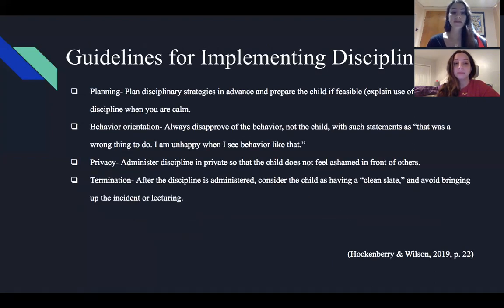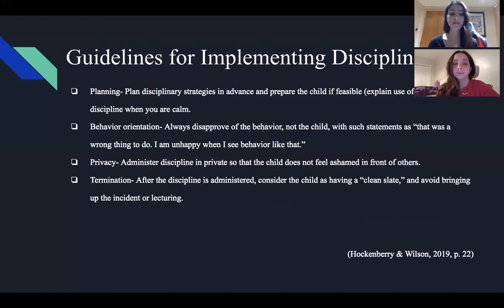Planning: plan disciplinary strategies in advance and prepare the child if feasible. So explain the use of timeout and try to discipline when you're calm. Behavior orientation: always disapprove of the behavior, not the child, with such statements as, that was the wrong thing to do, I am unhappy when I see behavior like that.